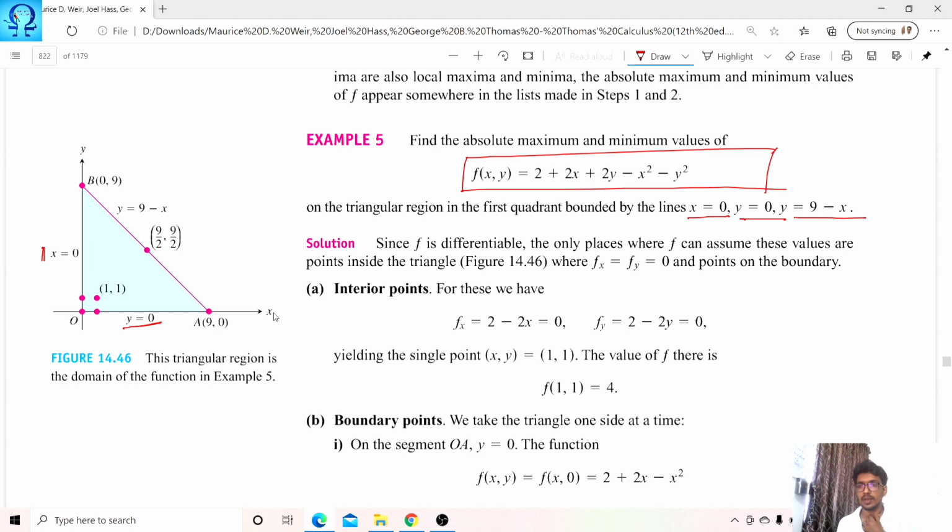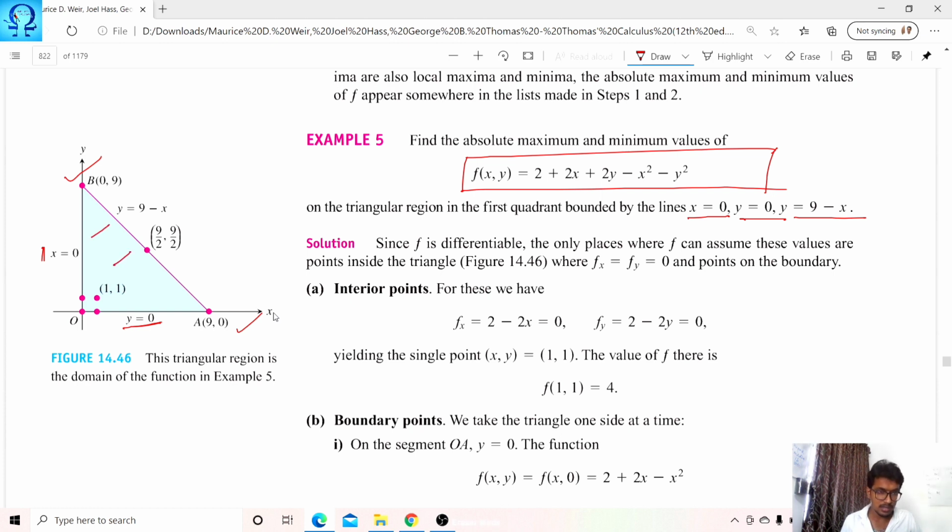And if you give x is equal to 0, you will get the point 0 comma 9. And if you give y is equal to 0, you will get x is equal to 9, and this point. So look, joining these two lines, you get your triangular region completely done here.